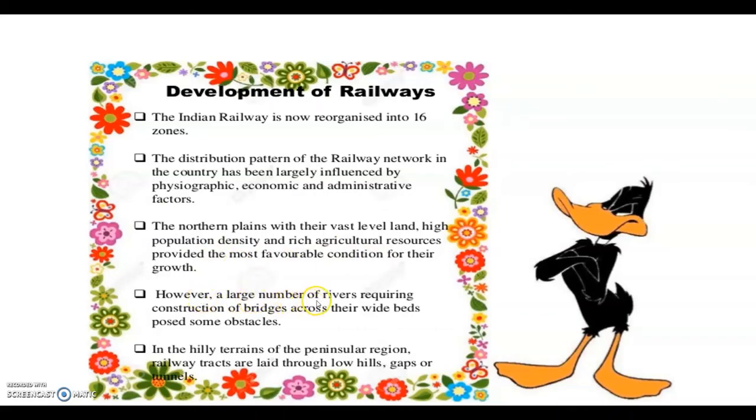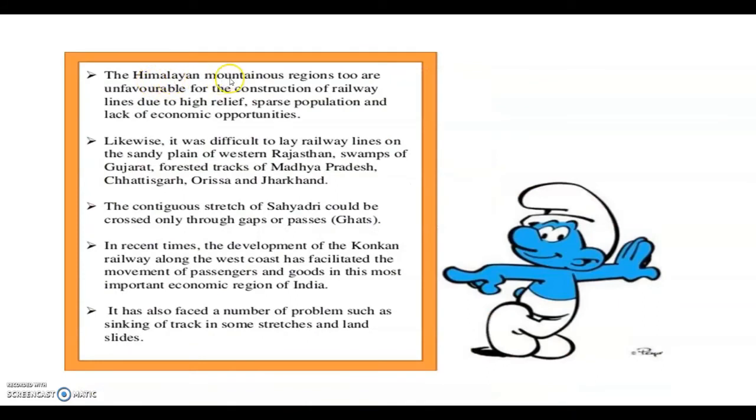However, a large number of rivers requiring construction of bridges across their wide beds posed some obstacles. In the hilly terrains of peninsular region, railway tracks are laid through low hills, gaps or tunnels. The Himalayan mountainous regions too are unfavorable for the construction of railway lines due to high relief and sparse population. Sparse population means scattered population and lack of economic opportunities. Likewise, it was difficult to lay railway lines on the sandy plains of western Rajasthan, swamps of Gujarat.